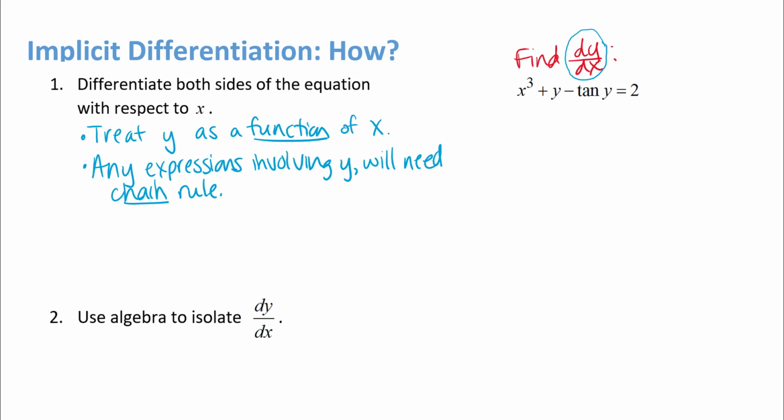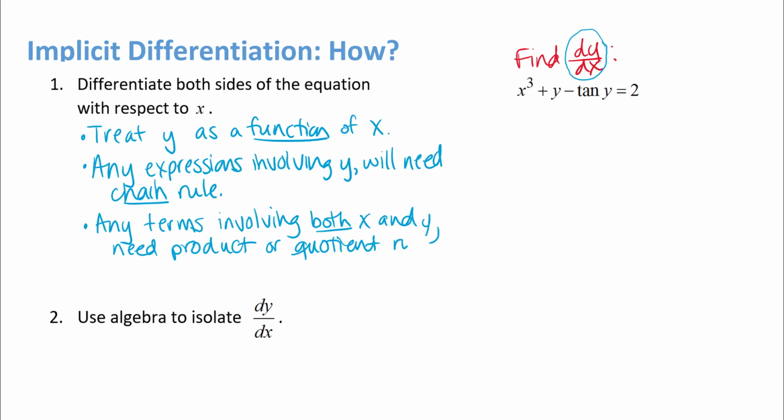I don't have this next bullet point in this particular problem, but we will in some of the other examples we look at. If I have any terms in the equation that involve both x and y, then I'm going to need to use either product or quotient rule, or both. Okay, so we won't need that in this particular example, but we'll look at some examples later where we'll need to worry about that.